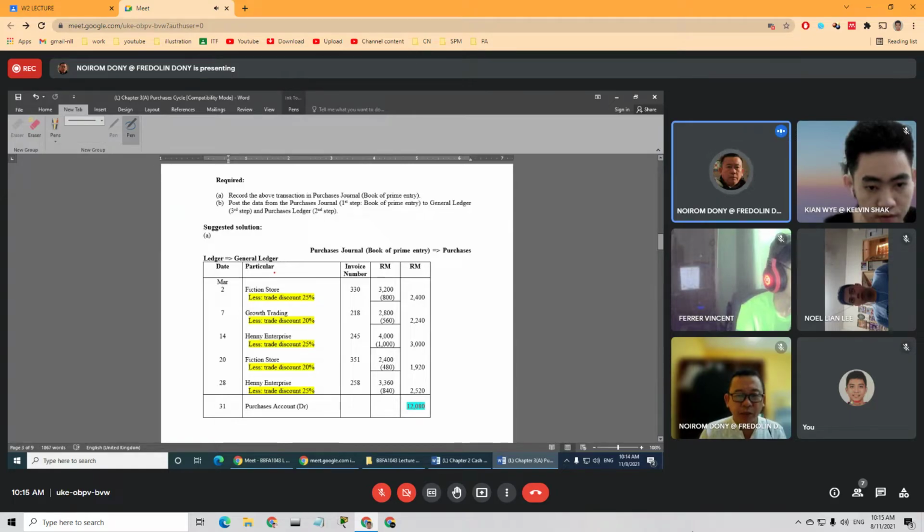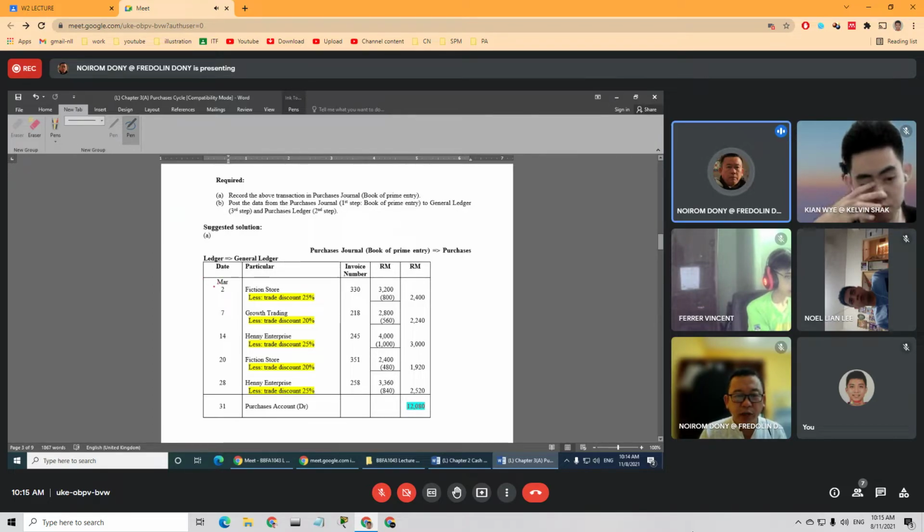So you must be able to draw the journal. You must put the heading: date column, particular column, invoice number column, RM column, and another RM column. Then we have the total column, the bottom part, and this one is all the particulars. So, March the 2nd just now.